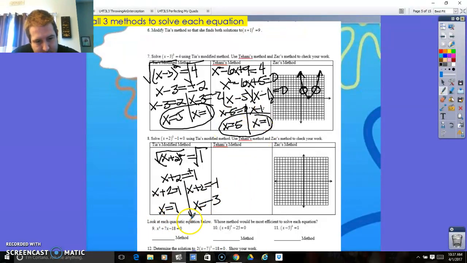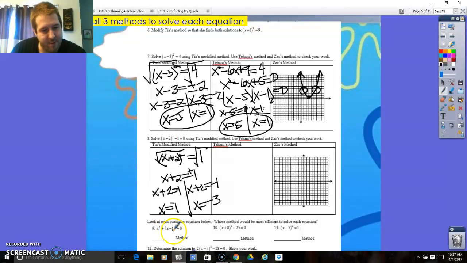All right, down here, look at each equation below and determine which method you think will be the easiest. Now, this one's in standard form. Personally, I would use quadratic formula, but that's not one of the choices yet because that's in the next video. But if I was given this, I notice that this is factorable. 9 times negative 2, so I could easily change this to factored form. So I'm thinking Tahani's method would be the best for this.